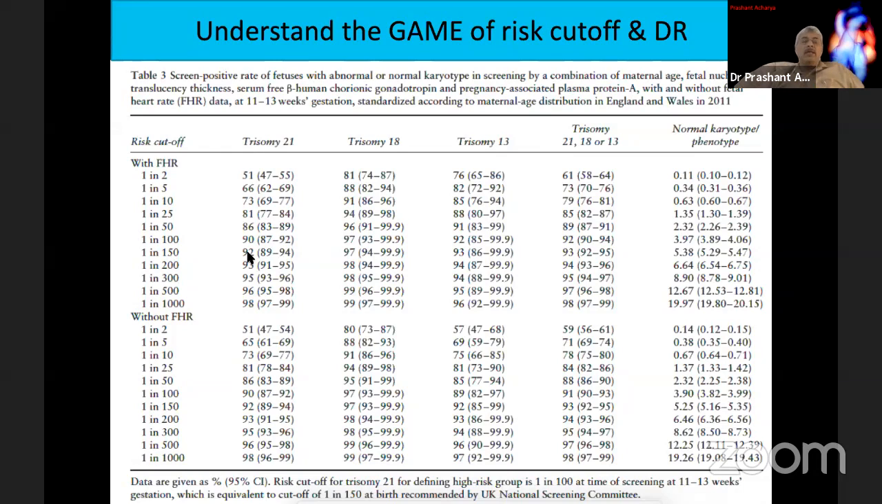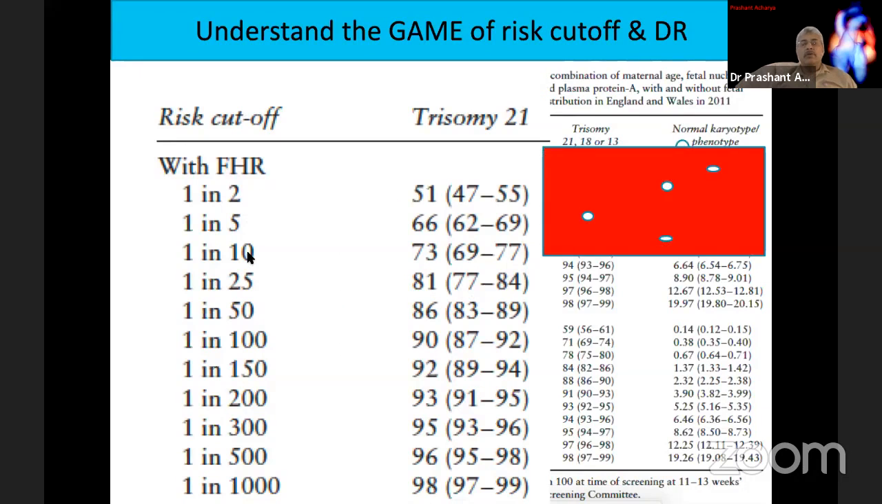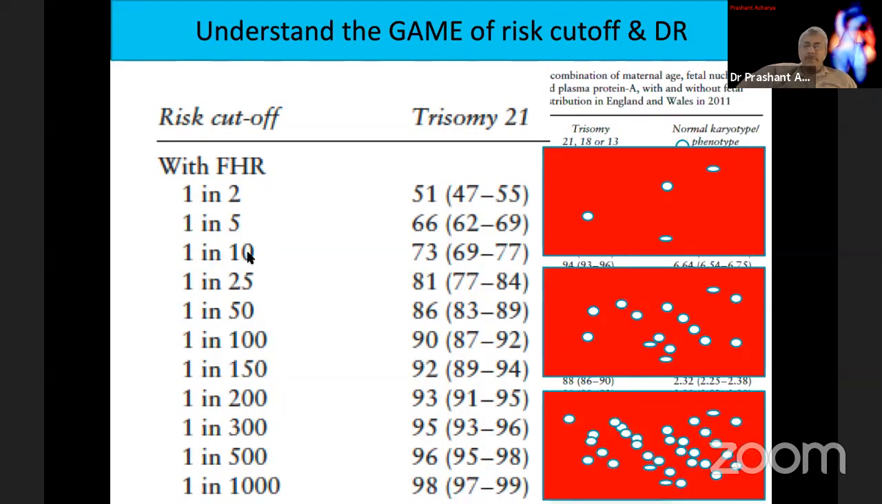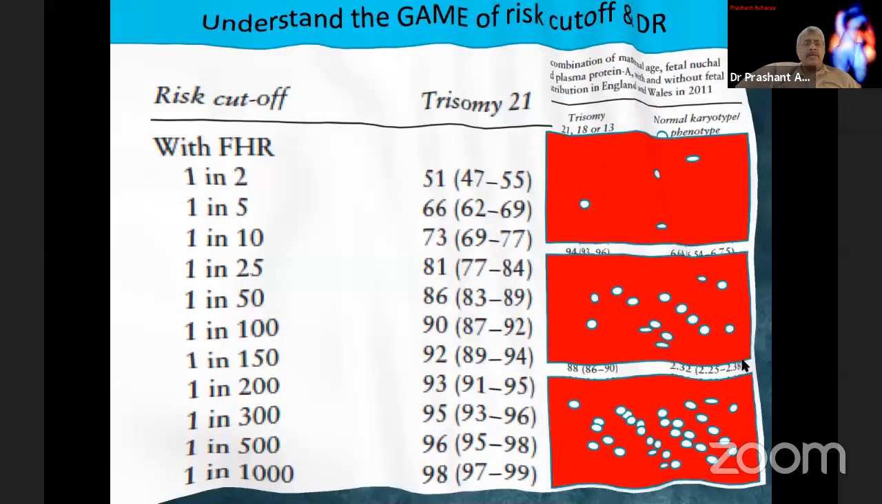So usually across the board, internationally, 1:100 is accepted as the cutoff range, not 1:250. And at Paras, we accept 1:100, not 1:250, because so many labs take 1:250 as the cutoff for biochemical markers. I request all of you to ask the lab to put it at 1:100, so that you end up with fewer invasive procedures and better diagnosis of the disease. This is what I mean by the game of cutoff and detection rate.